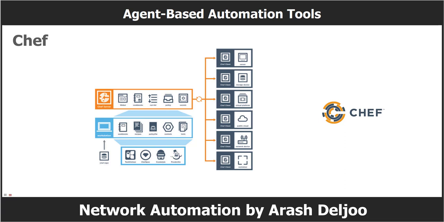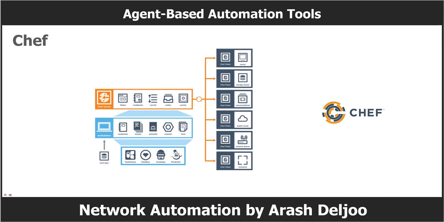Configuration management tools function in two different types of models, push and pull. Push models push configuration from a centralized tool or management server, while pull models check in with the server to see if there is any change in the configuration, and if there is, the remote device pulls the updated configuration file down to the end device.